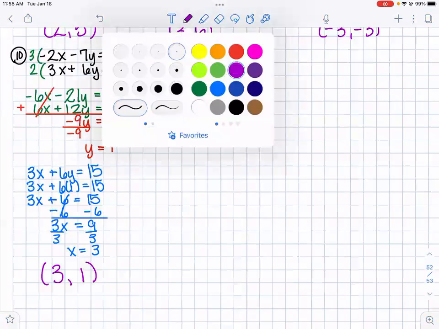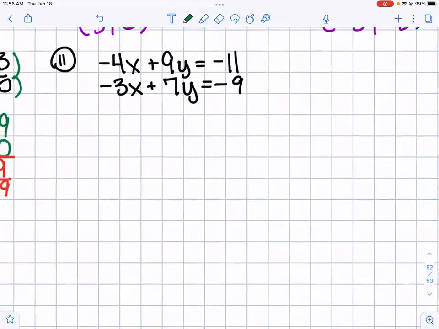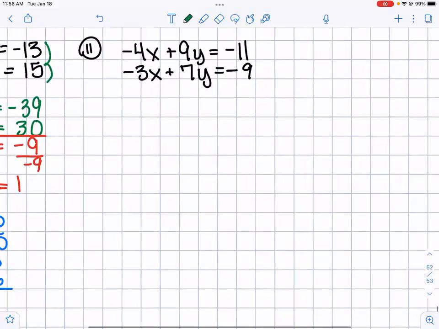All right, let's try another one. Negative 4x plus 9y equals negative 11. And negative 3x plus 7y equals negative 9. Okay, if I need either the x values or the y values to match, which one do you think would be easier to make a match? x or y? x, they're smaller numbers, right?